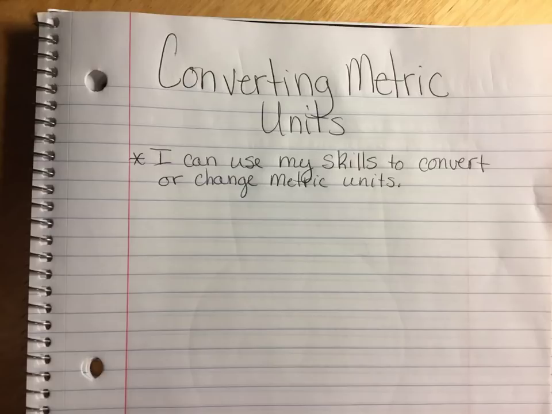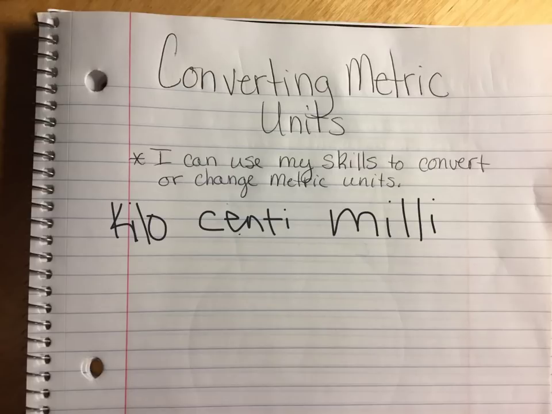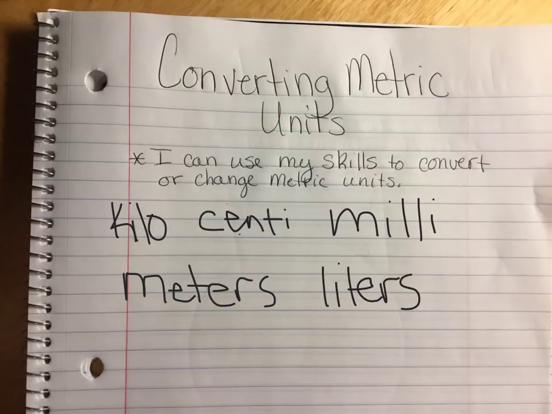Metric units are going to be those ones with the prefixes of like kilo or centi. Oops, let's spell it correctly. And milli. These are some prefixes that we can put on them. But if we're going to measure distance, we're going to measure in meters. If we're going to measure in capacity, we're going to measure in liters. And if we're going to measure in weight, we're going to measure in grams.